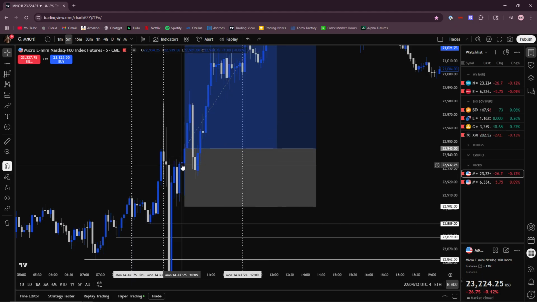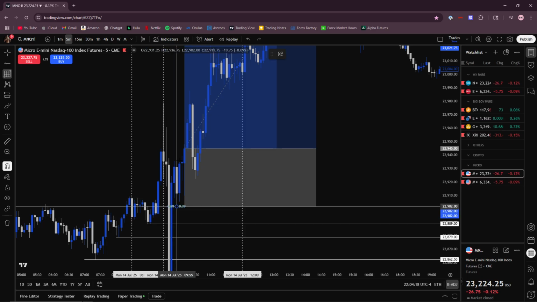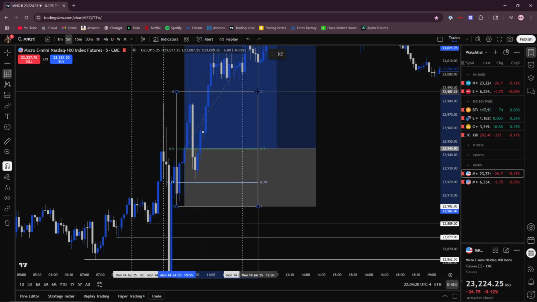So basically, price goes up off the break of structure, retraces into equilibrium, even though it inverses the fair value gap, that doesn't matter.